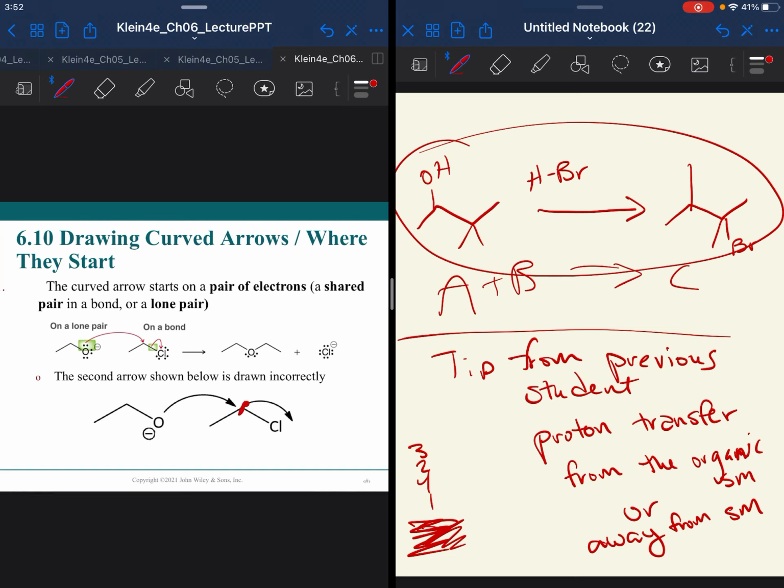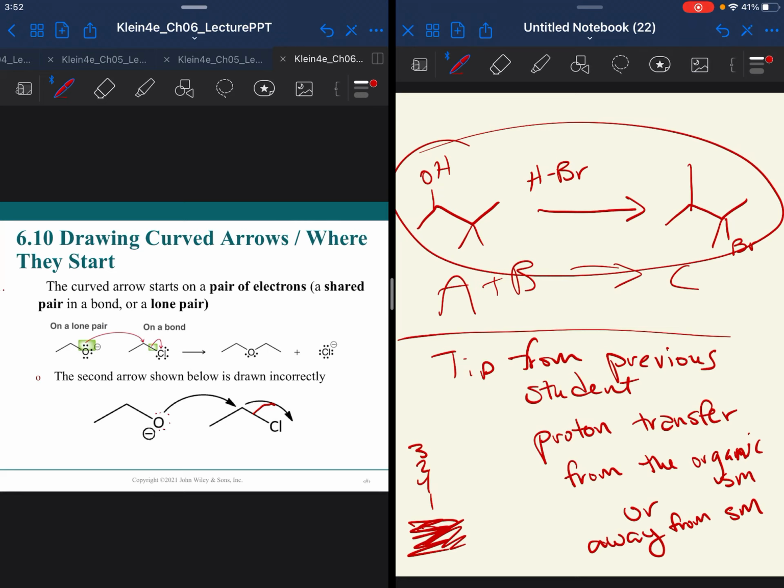Why is that? It's because it starts on this carbon. That carbon isn't going anywhere. That carbon doesn't have any lone pairs. So this arrow here doesn't make any sense. The arrow has to start where there are electrons. If you're trying to show this bond breaking, the arrow needs to start at the bond.